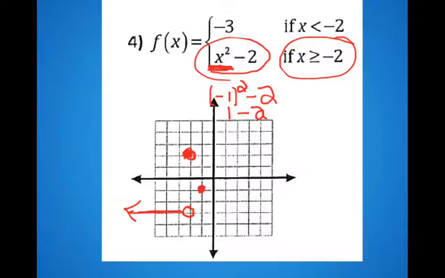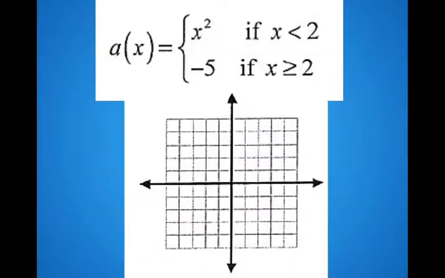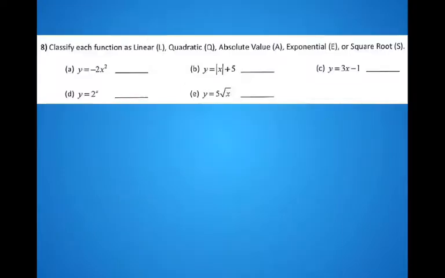And then if I plug in a 0, it would be -2. And if I plug in a 1, it would be -1. And if I plug in a 2, it would be 2. And you can see that this would be a graph that would look like this. It would be a parabola, but just from -2 and to the right. And this one's similar deal, so I don't think I'm going to do this one.